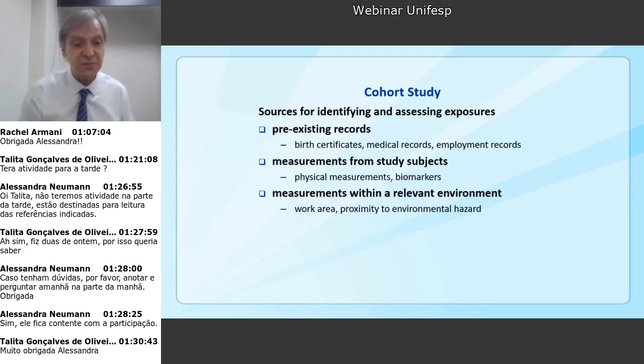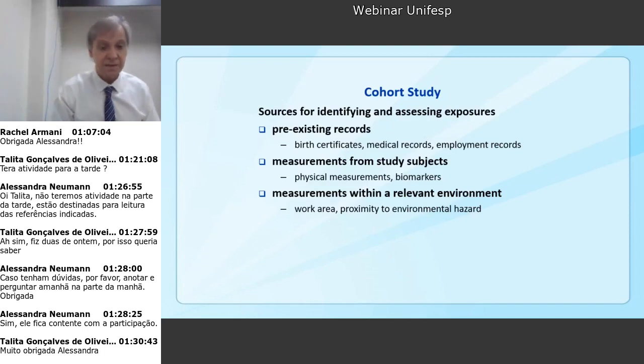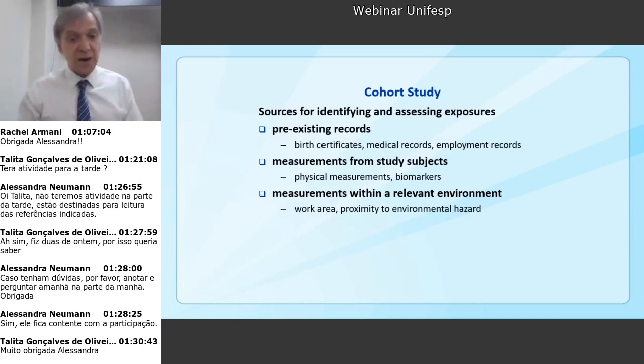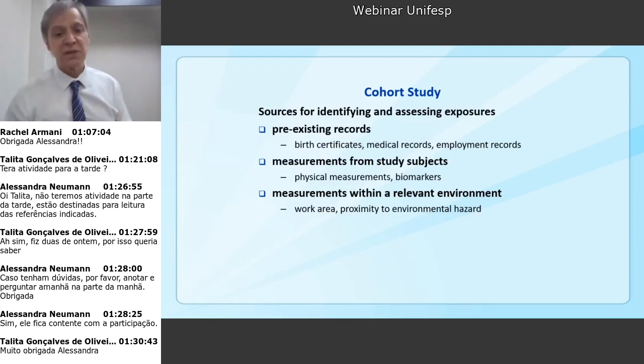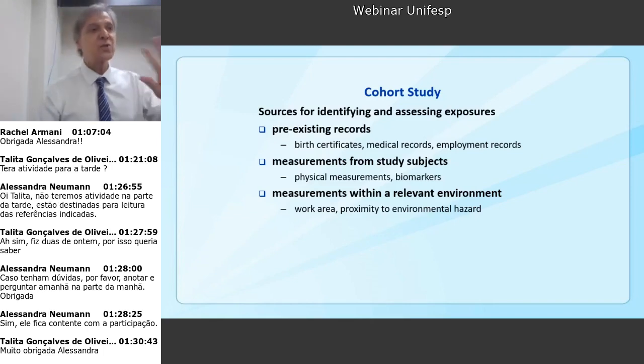Measurement from study subjects, physical measurements, biomarkers. In my case, I'm looking for biomarkers in São Paulo, in Salvador, and 5 other cities. There's a big cohort with USP, University of São Paulo. Okay? So I'm looking for biomarkers, but it could be anything. Measurement within a relevant environment, work area, proximity to environmental hazards. If you're doing that, you have a way to measure the environment, so be careful. Measuring the exposed and unexposed is a key element in a cohort.